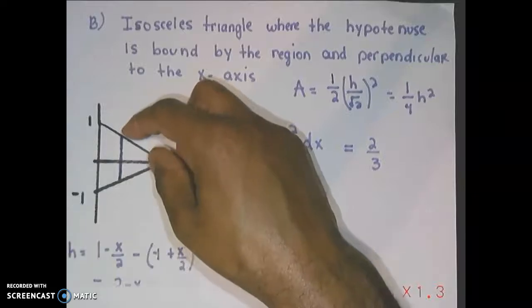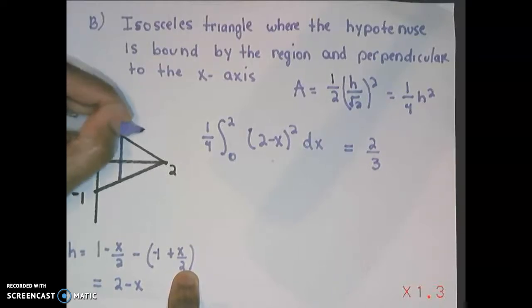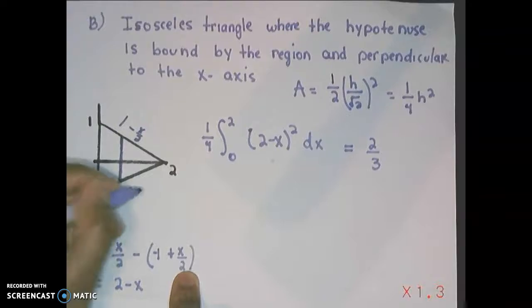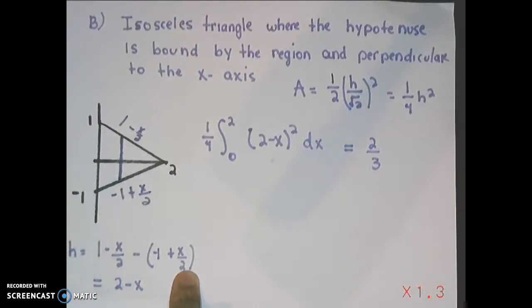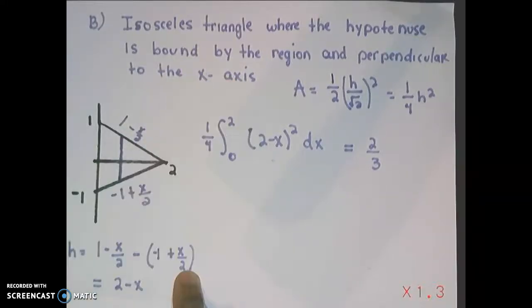So I know the hypotenuse in this case is going to be my top function, which is 1 minus x over 2, minus my bottom function, which is -1 plus x over 2. That's this line right here, and this is this line right here. Now remember, in the other example we had to go from x's to y's because it was perpendicular to the y-axis, but this time it's perpendicular to the x-axis, so we can keep the x's.